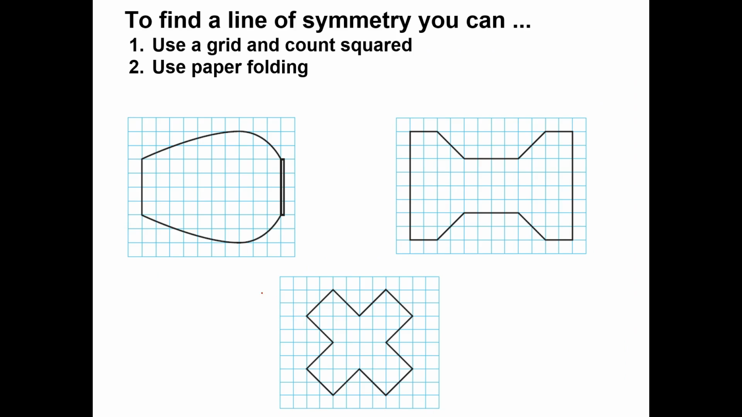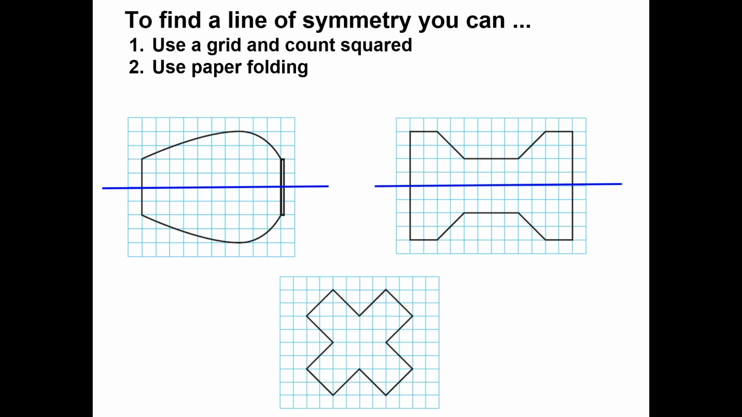So to find lines of symmetry, you can either use a grid and count squares or use paper folding. So for example, with this vase here, I only see one line of symmetry. If you create a line of symmetry here and then you simply fold the paper in half, you'll realize that you have two identical sides. So whenever you have two identical sides after folding an image, that means they're symmetrical.